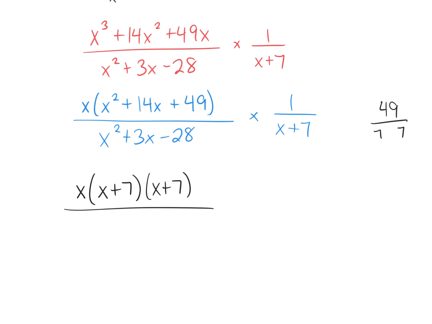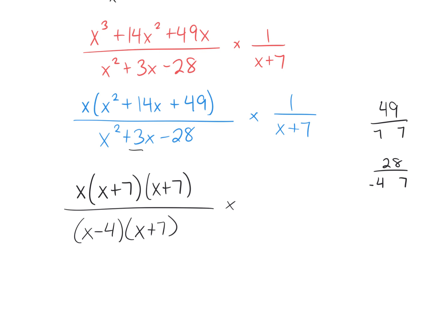Good. Now we're on the denominator. What do I need to do there? Factor, right? We have 3 terms and we have that x squared. So what are factors of 28 that'll add up to 3? 4 and 7. I agree. 4 and 7. Can I keep them both positive? Yep. It's going to turn into negative 4. How do I write those two as factors? X minus 4 times x plus 7. Good.